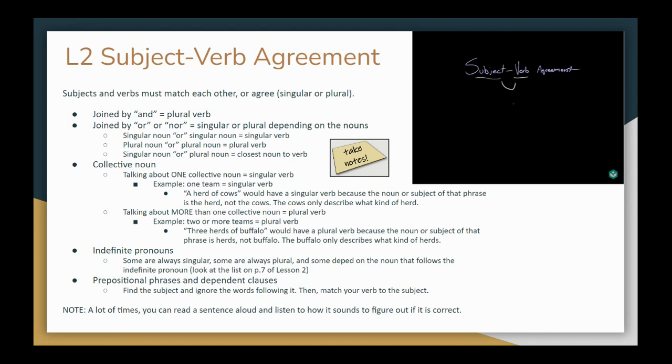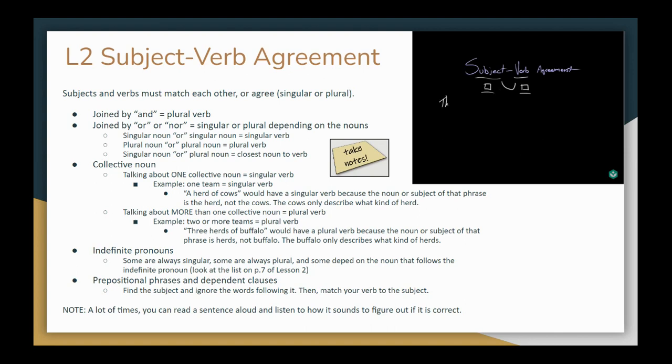What agreement is in grammar is the art of making sure that sentence parts connect with one another in the right way. It's making sure that the square peg goes in a square hole, right? Not a square peg and a round hole, or a square peg and a triangular hole. You want to make sure that the way you render your subject fits with the way you've rendered your verb. So what do I mean by that?